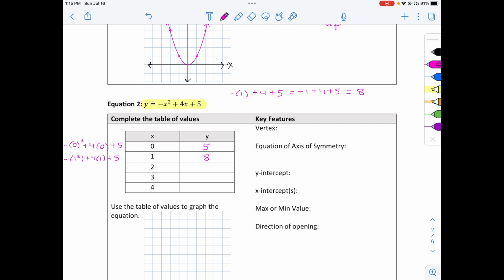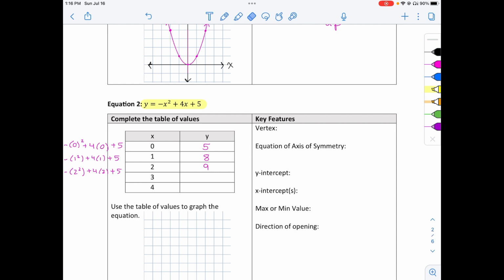Okay, so now I'm going to do the same thing when x is equal to 2, so I'll have negative 2 squared plus 4 times 2 plus 5. Okay, so if I just show this over here again so you can see a little bit better what I'm doing. So 2 squared is 4 times negative 1 is negative 4, plus 4 times 2 is 8, plus 5. Okay, so negative 4 plus 8 is 4, plus 5 gives me 9.